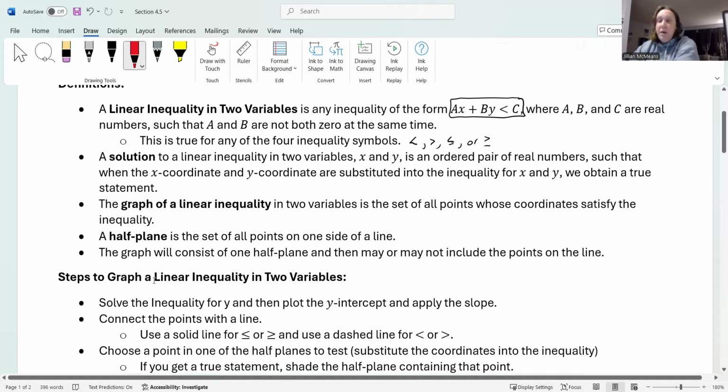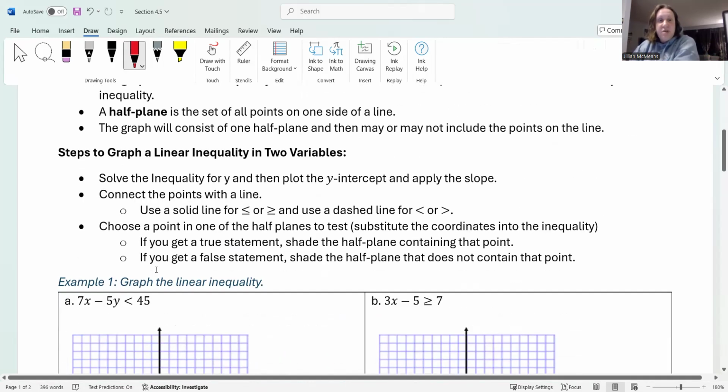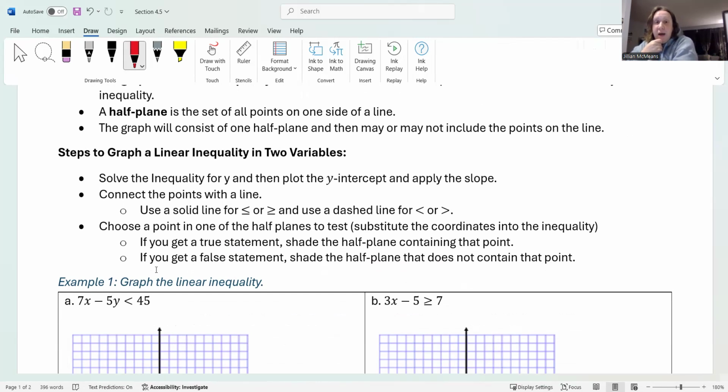Okay, so let's talk about how we're going to take what we learned back in the previous chapter about linear inequalities in two variables and merge that into this world of systems. So, steps to graph a linear inequality in two variables. We've talked about this. You solve the inequality for y and then plot the y-intercept and apply the slope. We've already done this in a previous chapter. We're just reviewing it. You connect the points with a line.